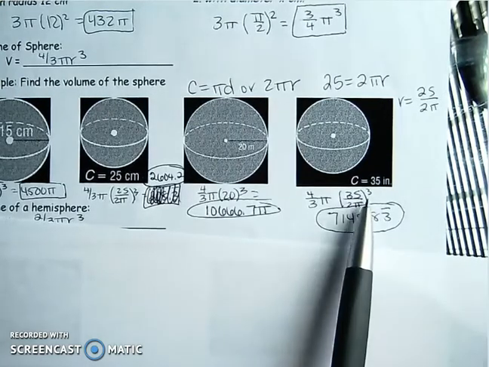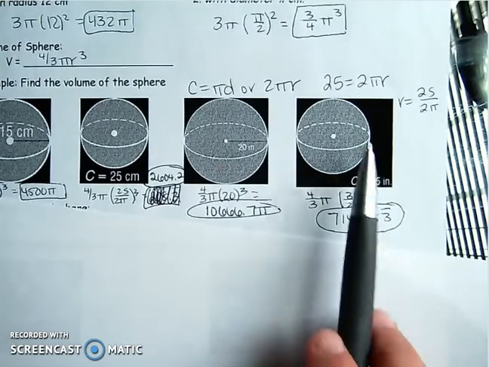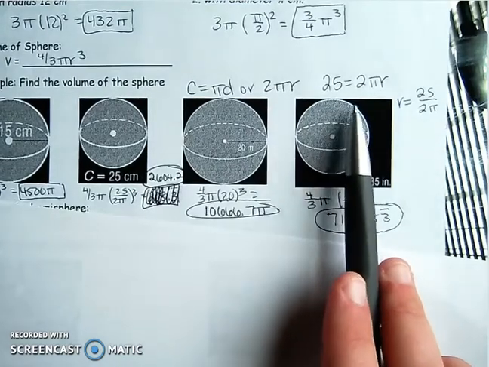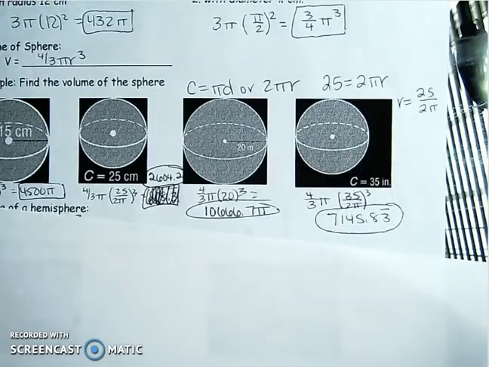If on this one you have 35, you do the same thing. It would just be 35 equals 2 pi r. Divided by 2 pi gives you your r. Plug it in the formula. You get 7145.83 repeating. If you have any questions about the volume of a sphere, now's the time to ask Miss Lewis.